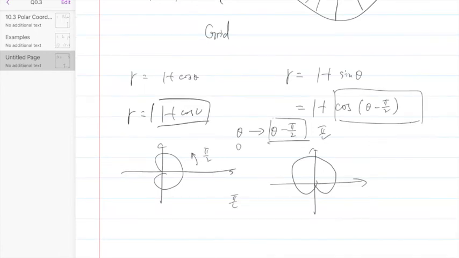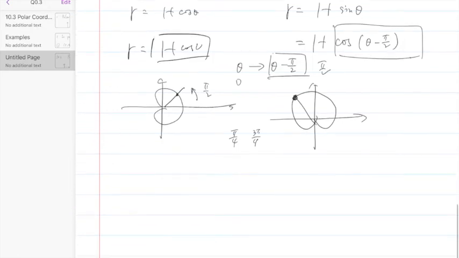Why? For example, if you want 0 to get the corresponding r, this time you need pi over 2 to get the corresponding r. If you want pi over 4 to get the corresponding r here, this time you really do need this one plus pi over 2, 3 pi over 4, to get the corresponding r here, because it's now becoming here. Sounds good? Okay, so that's actually rotation, a shift.